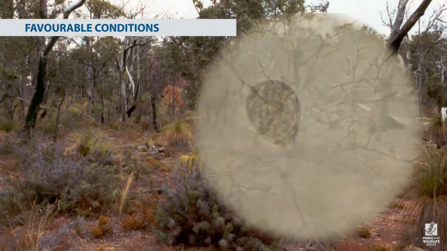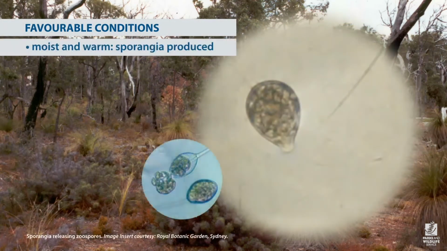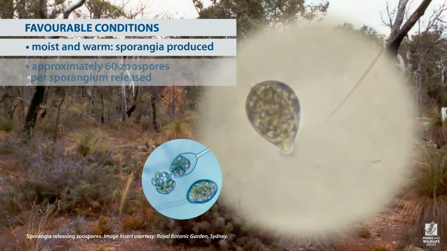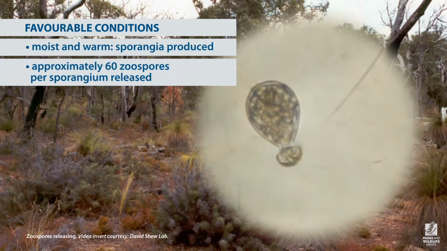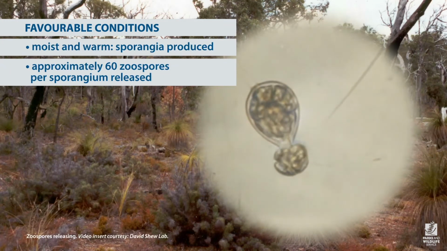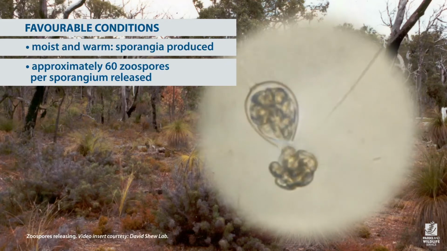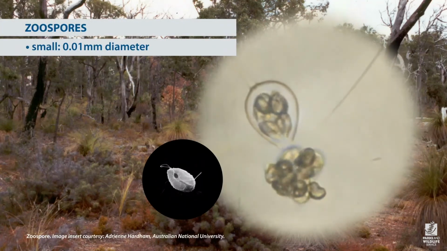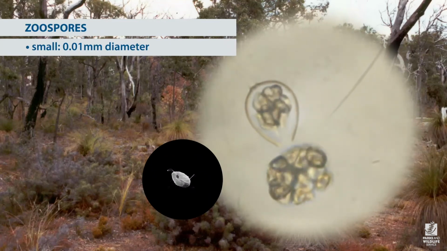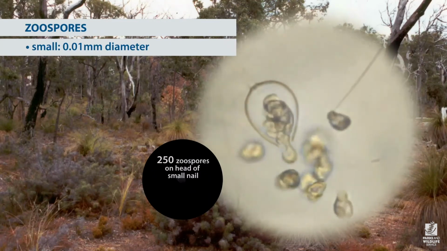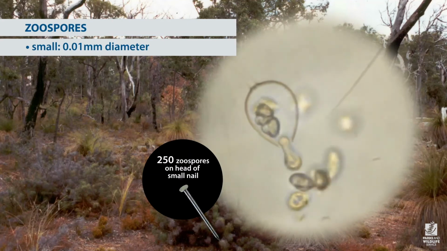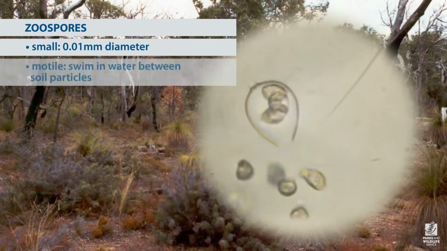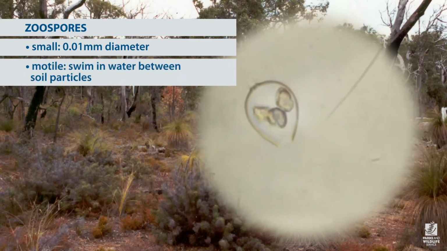When conditions are favourable, that is, moist and warm, Phytophthora produces sporangia, and about 60 zoospores develop inside each sporangium. The zoospores are released from the sporangium and are very small, 0.01 mm in diameter. You would need 250 zoospores to cover the head of a small nail. Zoospores are motile, meaning that they can swim in the water between the soil particles.